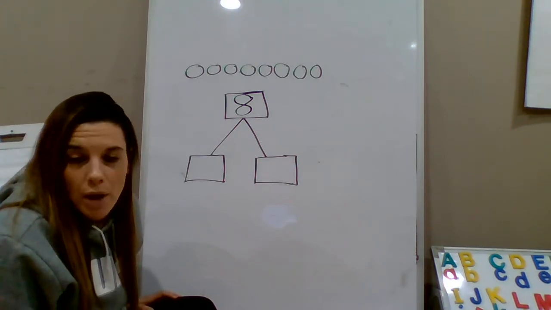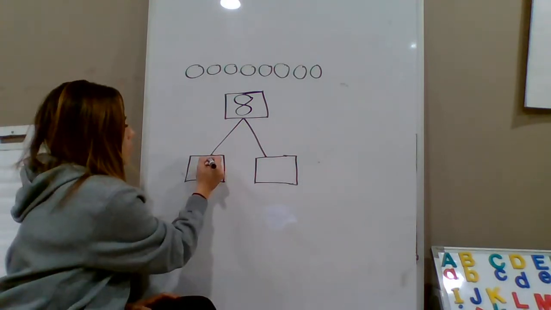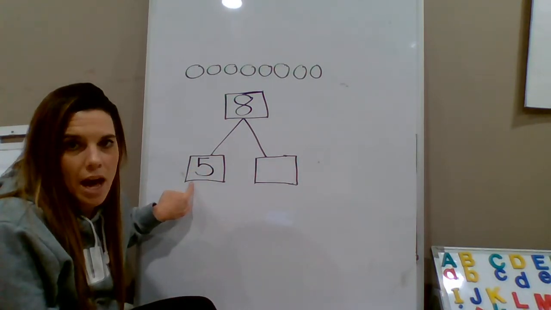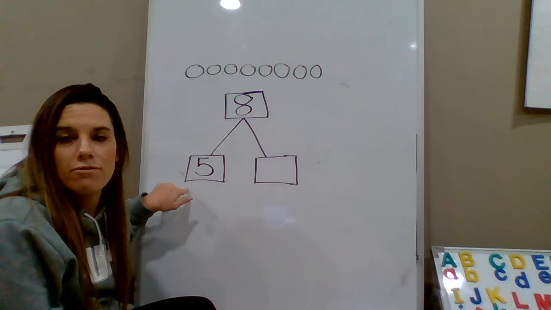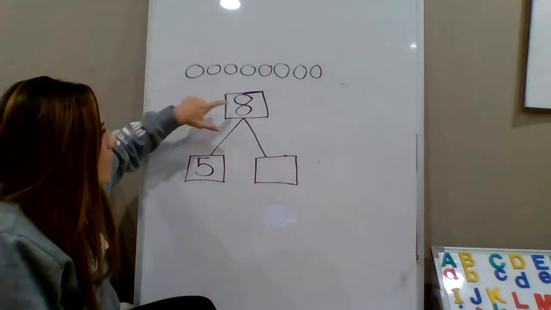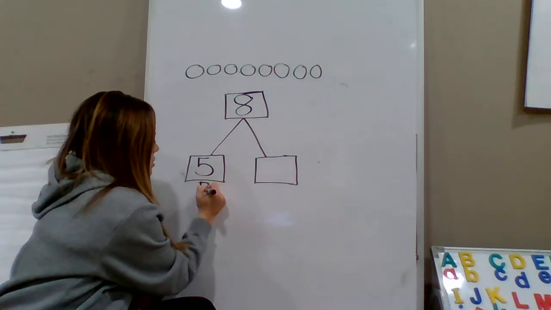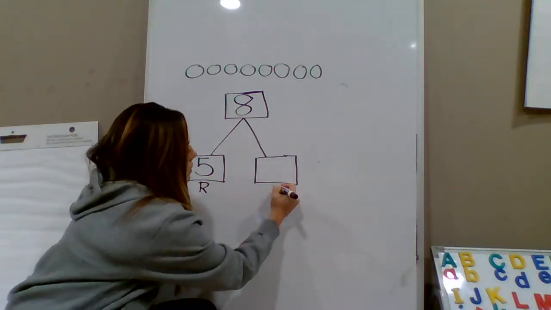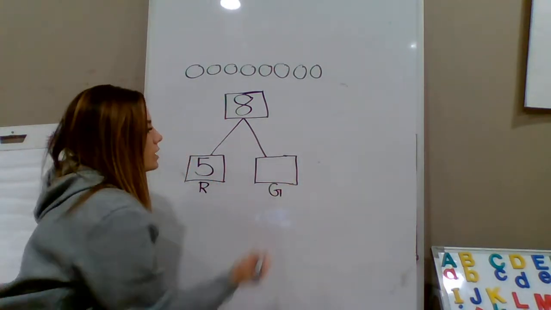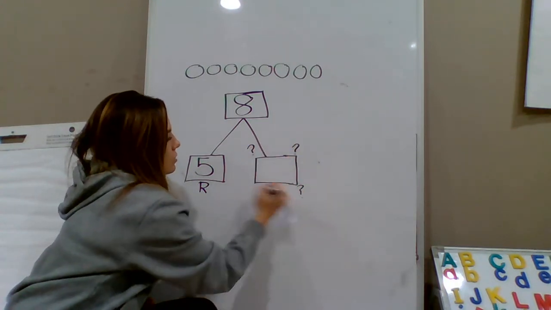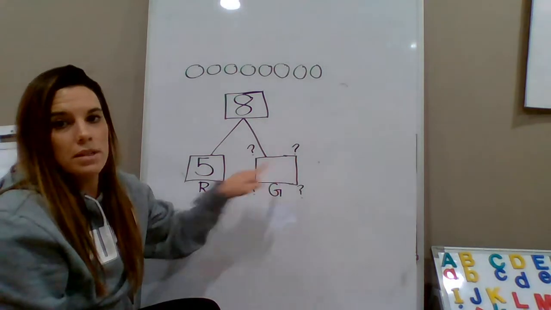5 of them are red. So I know one part of my number bond is going to be 5 because the problem said 5 are red. I have 8 altogether. 5 are red. How many are green? I'm just going to put an R here for red, a G here for green. This is my mystery box. I want to find out what number goes in this box.